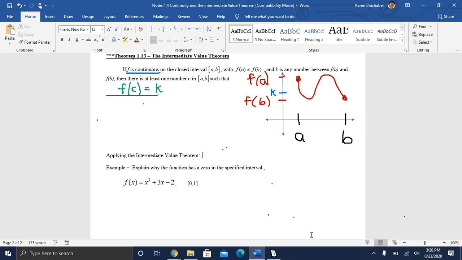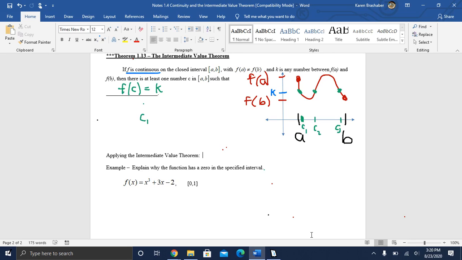So I'm going to take a look. It looks like we have one right here where the y value would be a k. Looks like we have one right here where the y value would be a k. And go straight across right there where the y value would be a k. And so that's three c values. I'm going to call it C1, another one here at C2, and a third one here at C3.